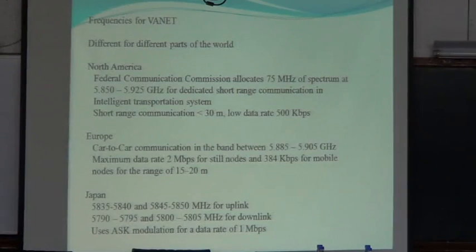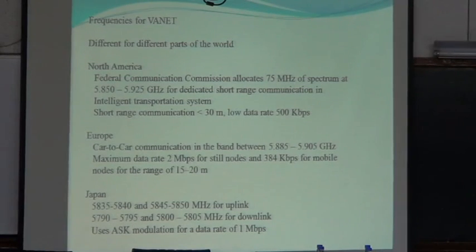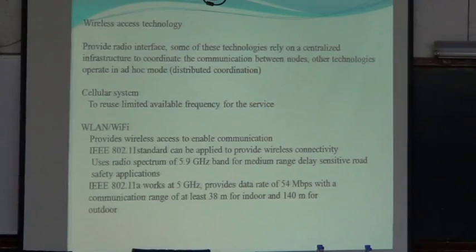Frequencies for VANET are different for different parts of the world. So for North America it is 5.850 to 5.925 gigahertz, but the frequency for Europe is something else, 5.885 to 5.905. For Japan, they use two ranges of uplink and downlink frequencies and use amplitude shift keying modulation for a data rate of 1 Mbps.